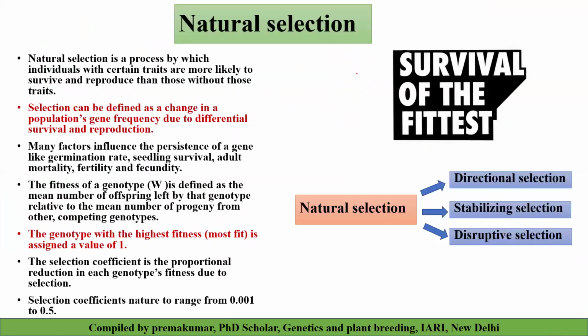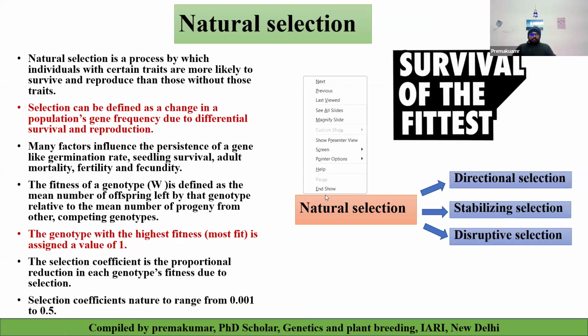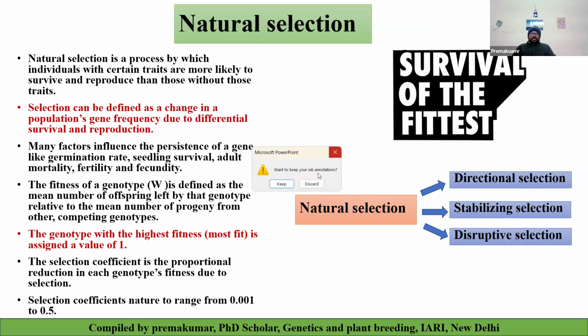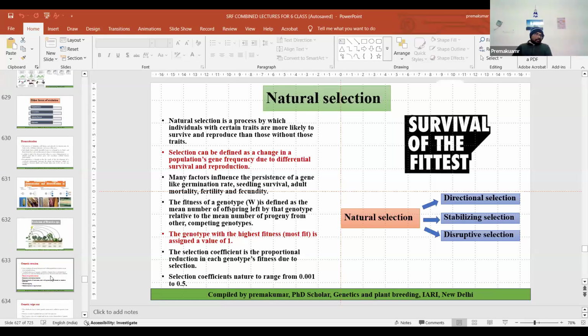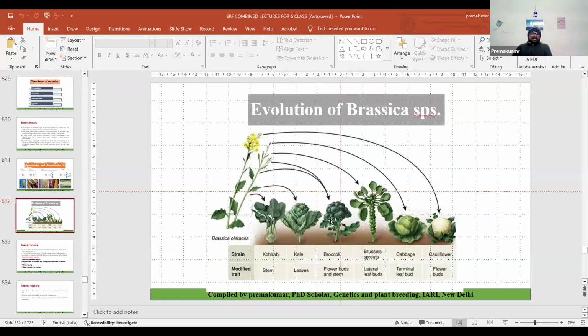Then next comes natural selection. We have discussed in detail what selection is, and the types of selection, artificial and natural selection. We will discuss a little about the different types of natural selection. That class I skipped this, and today we will discuss this one. How many slides are there? This question was asked for 10 marks in the SRB exam last year, 2023.